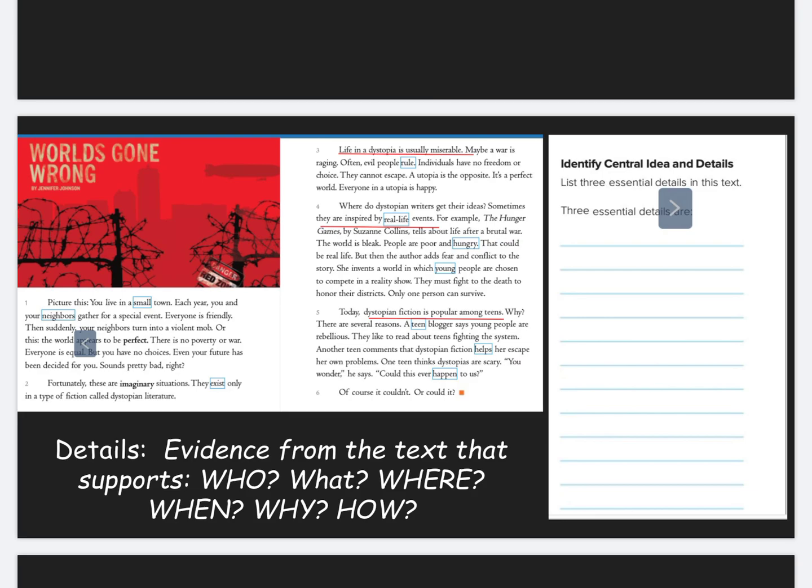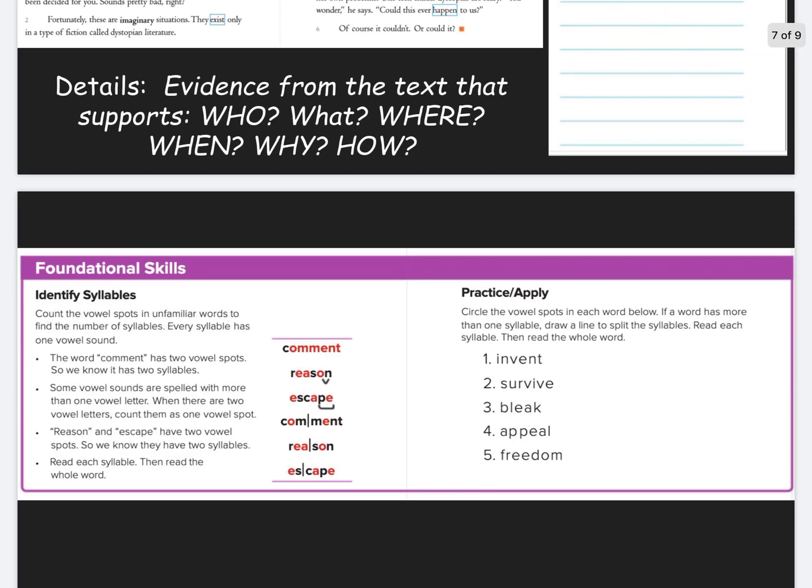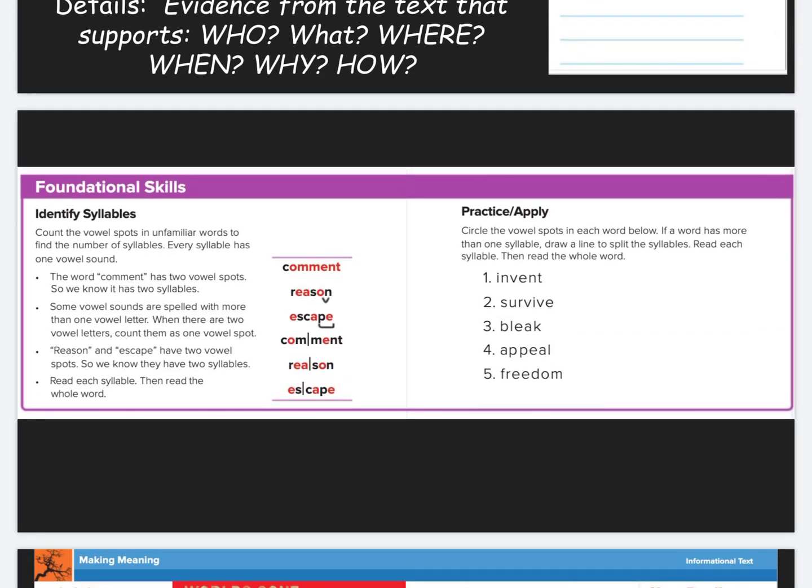Okay? And I'm going to go to the last piece of our lesson, which is the foundational skills right down at the bottom. And this part of the text is just giving you a way to solve new words. And one of that is to break your word down into syllables. And it gives you some strategies you can use to break it into syllables. And then one of those ways is to count the vowel spots. Remember, vowels are A, E, I, O, and U. So if you look where the vowels are in the words, it's going to give you a clue where to break it.